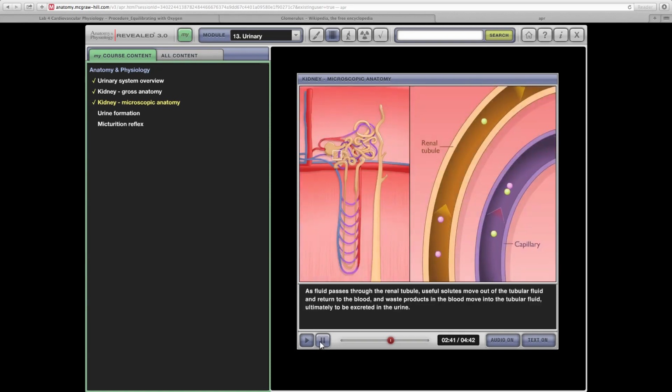As fluid passes through the renal tubule, useful solutes move out of the tubular fluid and return to the blood, and waste products in the blood move into the tubular fluid, ultimately to be excreted in the urine.